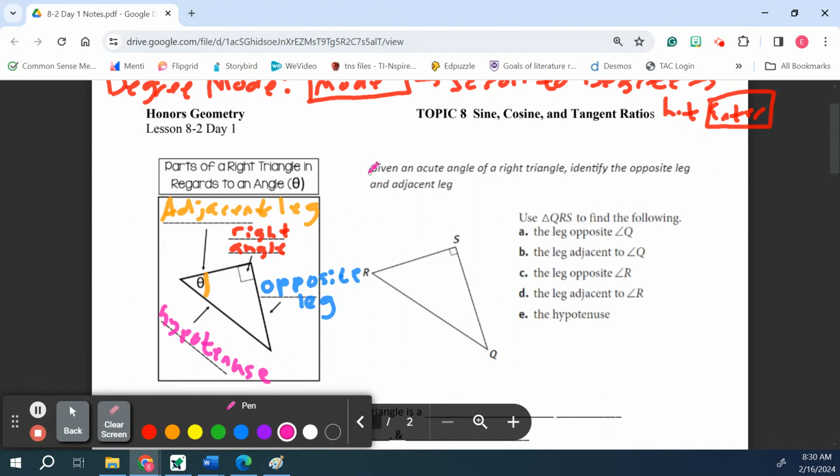All right, so it says, given an acute angle of a right triangle, identify the opposite leg and the adjacent leg. So what we need to do is determine what's what. We're going to use this triangle to find the following. The two acute angles we have are R and Q. They're asking us for the opposite of Q. So I'm going to circle Q, and I'm going to draw a line straight across. That opposite of Q is RS, making the adjacent SQ.